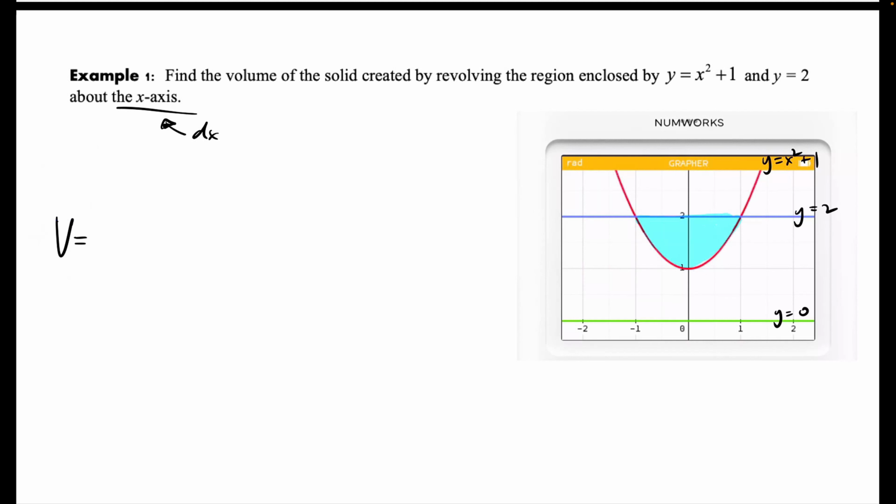Once I know all that, I'm going to set up my formula up here. Again, we're still dealing with circles. Disks and washers are circular, so that's why we have pi. So we got pi. And I'm going to leave everything blank for right now, and I'm going to fill them in as I go.